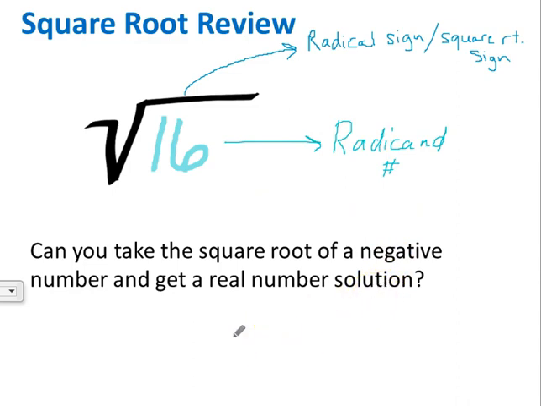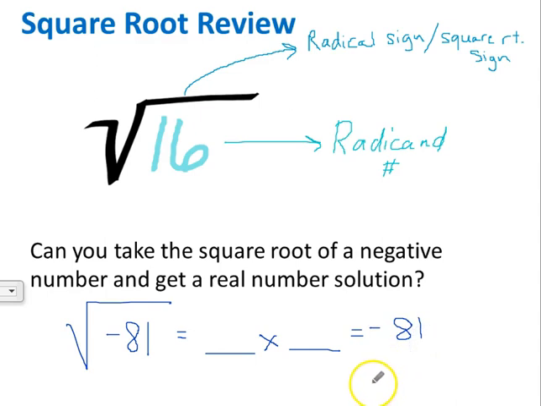Something else to review, I'm going to pose this question to you. Can you take the square root of a negative number and get a real number solution? For example, can you take the square root of negative 81 and get a real number solution? So remember, a square root has to be a number times itself that gives us the radicand, or the number underneath the square root sign.